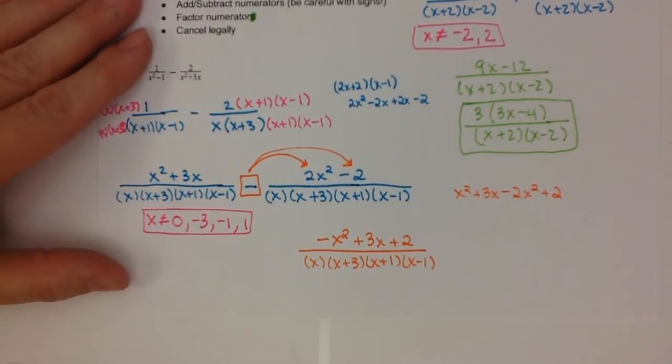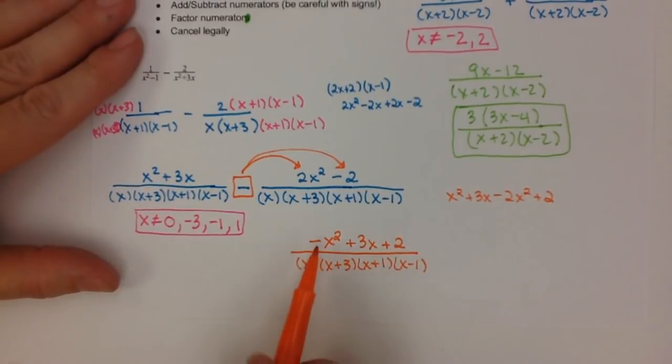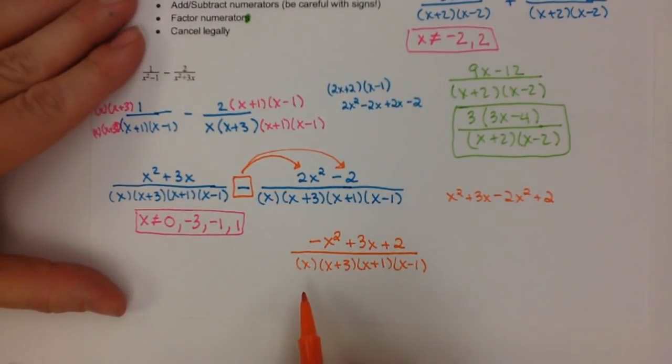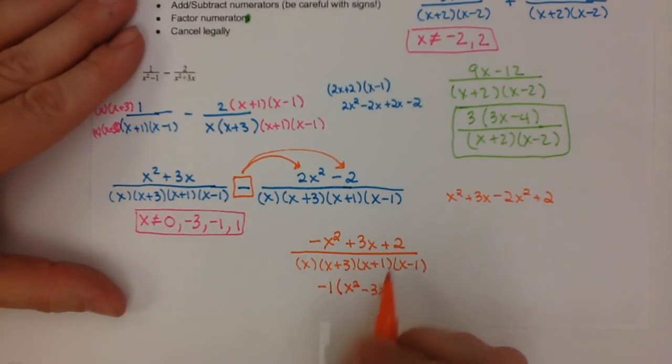Lastly, we need to see if we can factor the numerator. Now, when we start out with a negative leading coefficient, we always want to take out a GCF of negative 1. So I'll rewrite this as negative 1 times, divide out negative 1 leaves me x squared, 3x divided by negative 1, negative 3x, 2 divided by negative 1, negative 2. And then we have x, x plus 3, x plus 1, x minus 1.